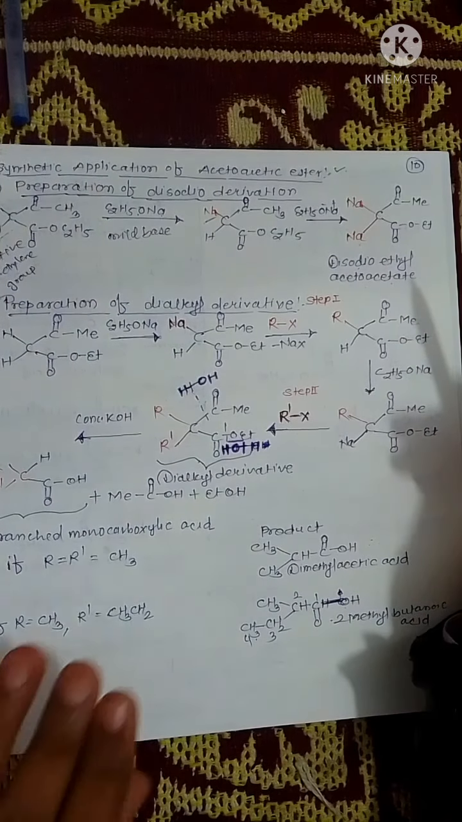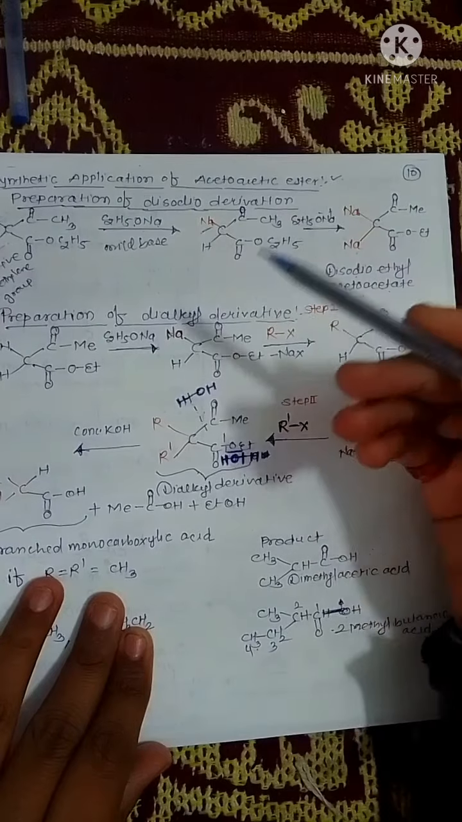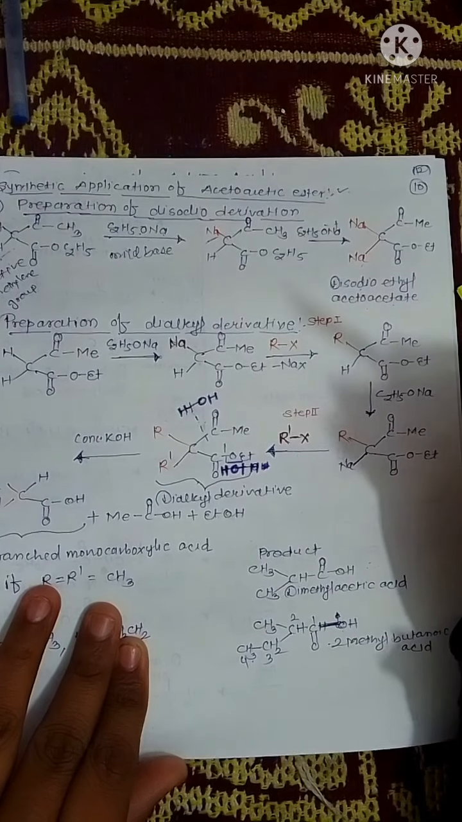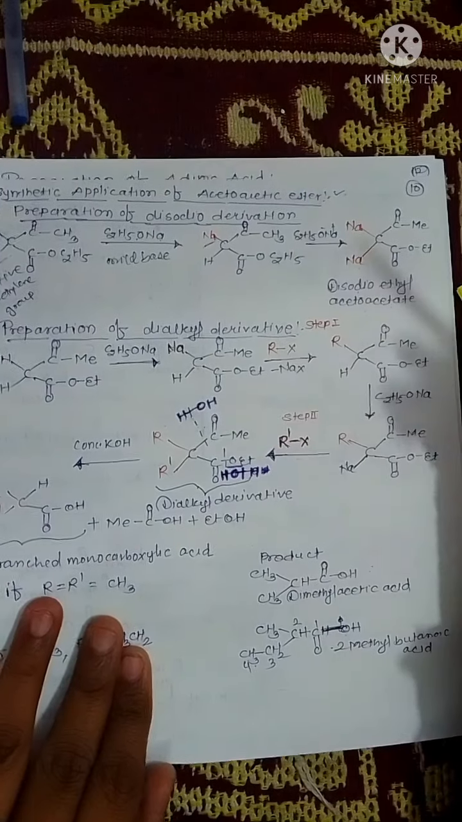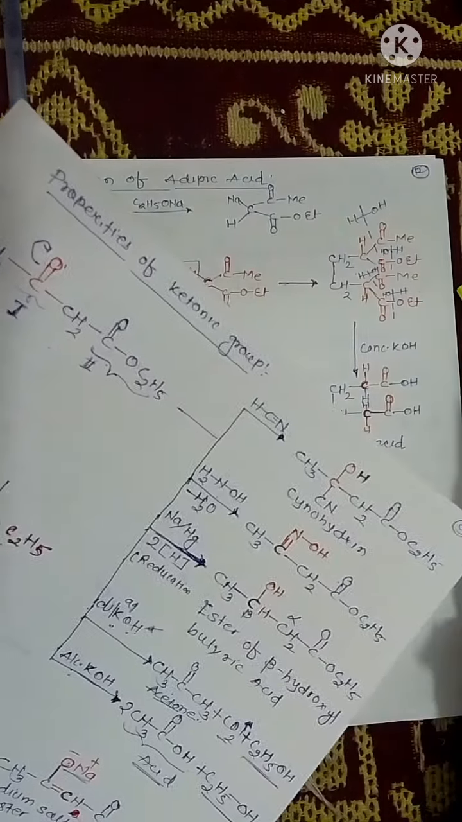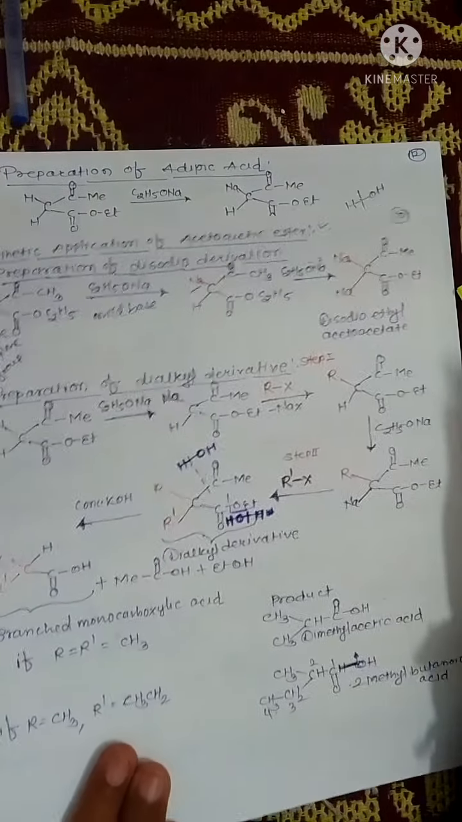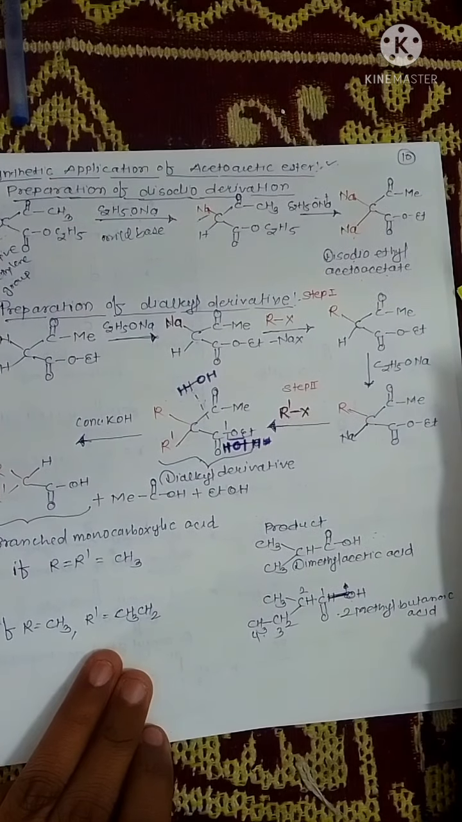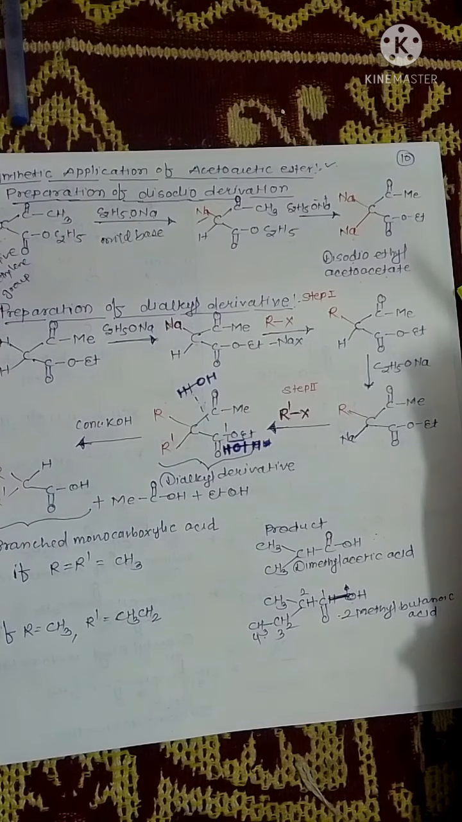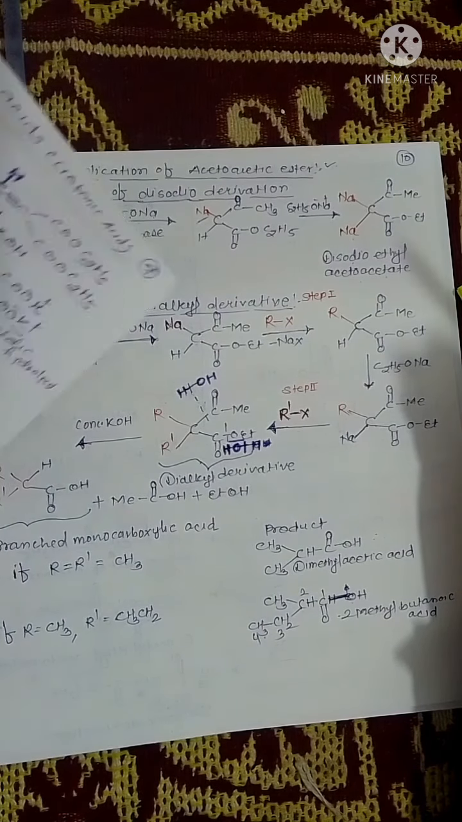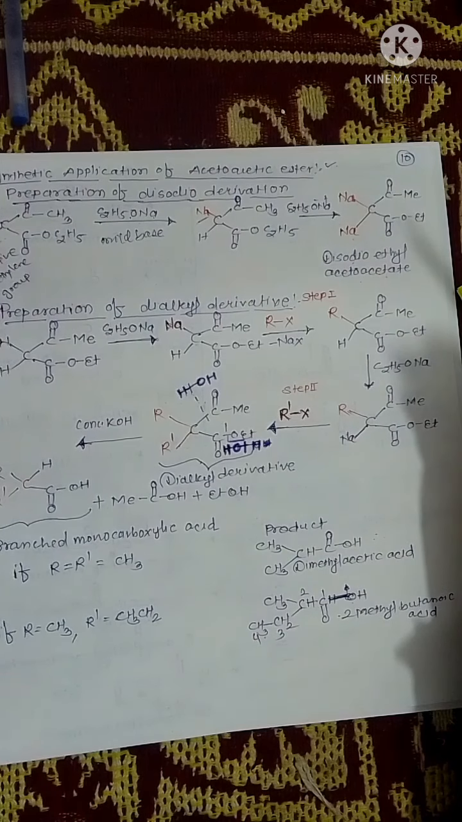So now we are going to see how acetoacetic ester is used for the synthesis of straight chain monocarboxylic acid as well as branch chain monocarboxylic acid.